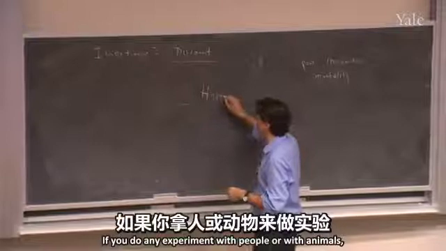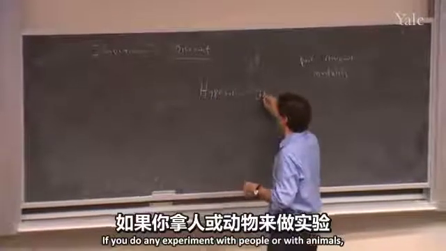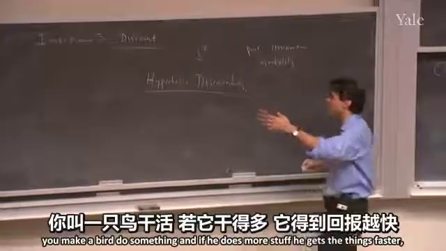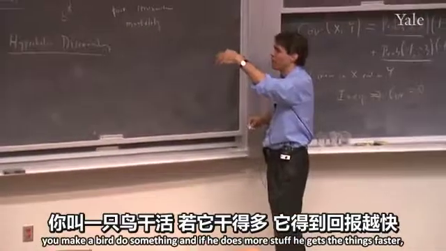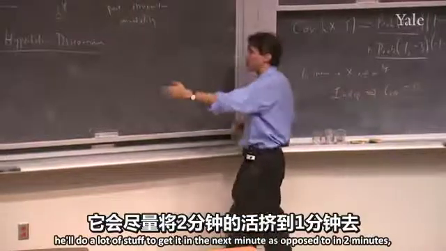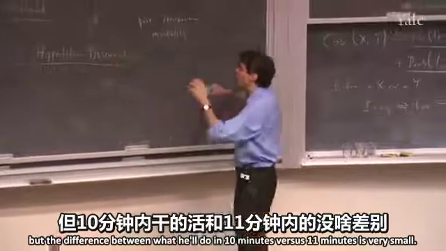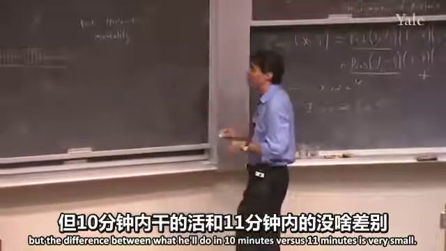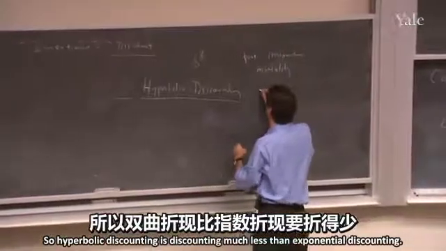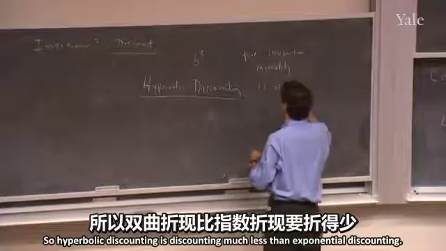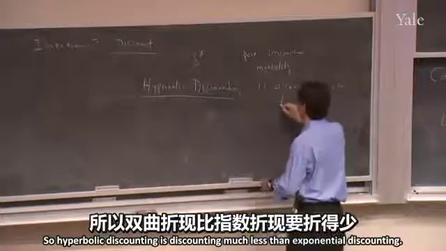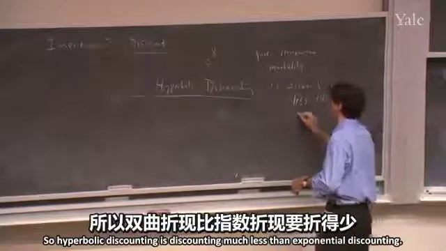If you do any experiment with people or with animals, you make a bird do something, and if he does more stuff, he gets the things faster. He'll do a lot of stuff to get it in the next minute as opposed to in 2 minutes. But the difference between what he'll do in 10 minutes versus 11 minutes is very small. So hyperbolic discounting is discounting much less than exponential discounting.